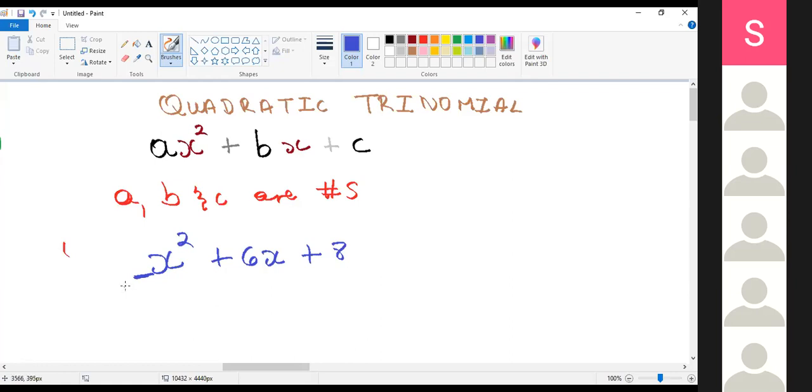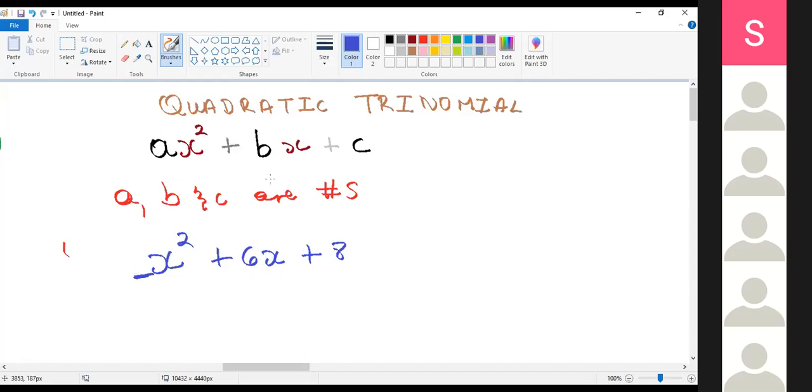That is plus 1. And B is the number in front of this X. So what is B? 6. And what is C? 8. C is 8, right? I hope I didn't lose anybody. I hope you're understanding. I just want you to appreciate what the quadratic trinomial is.